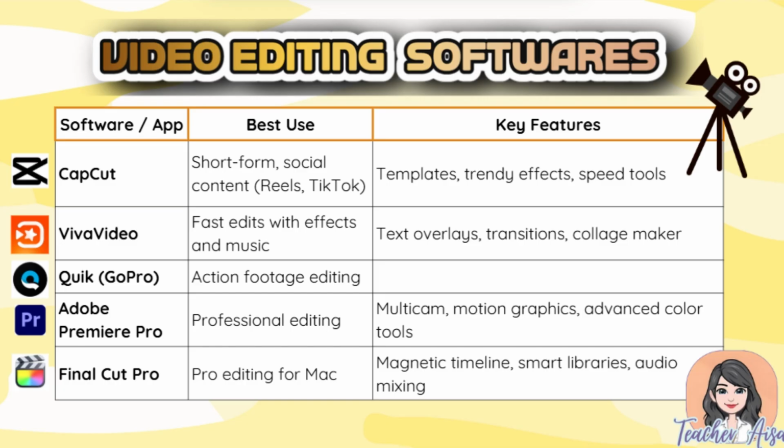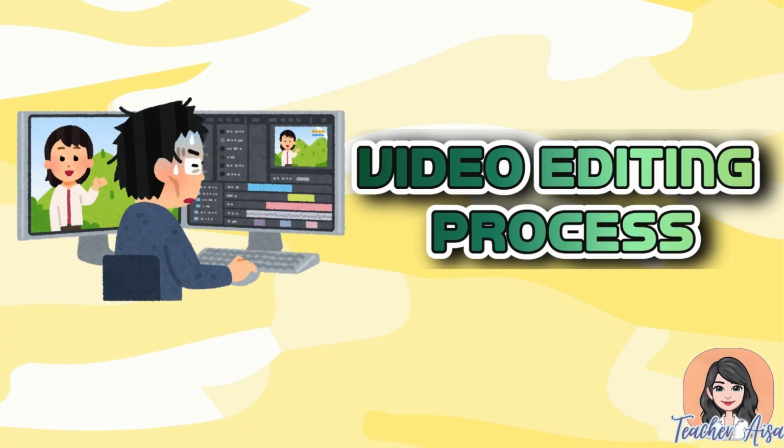Viva Video is another beginner-friendly app offering basic editing, licensed music, text overlays, and collage tools. It's available on mobile with free and paid versions. Quick by GoPro offers fast, automatic edits with smart cuts and transitions great for action footage and quick results. Adobe Premiere Pro is a pro-level editor with multicam, color grading, and motion graphics, ideal for film and TV. Windows, Mac. Paid. Final Cut Pro is a Mac-only tool known for its magnetic timeline, smart libraries, and advanced audio, popular among professionals. Now, let's discuss the video editing process.